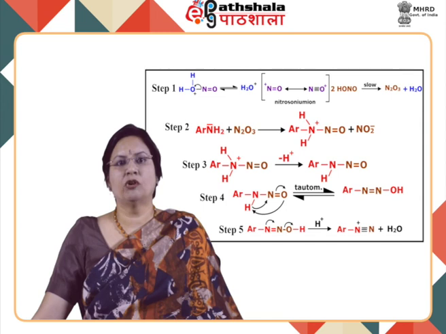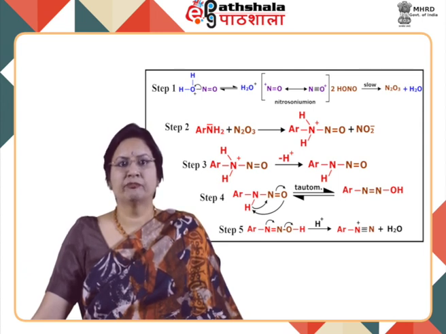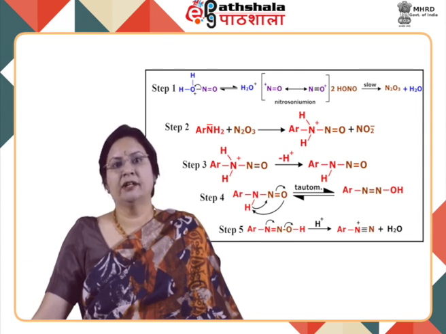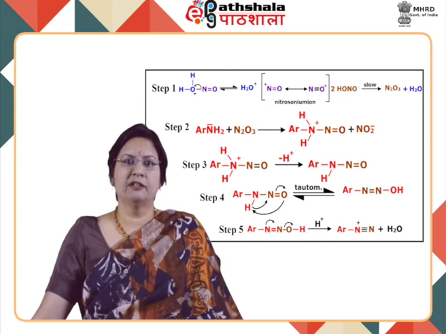Step 5 consists of loss of water and formation of the diazonium ion. You can notice that here, in the presence of acidic medium, there will be removal of this OH along with H coming from the proton as water, and there will be formation of positive charge at this particular nitrogen, that is you get ArN2+, and this is the diazonium ion. Notice that here the positive charge is on the nitrogen joined to the aromatic or the phenyl ring and not on the terminal nitrogen. So, this terminal nitrogen is not having the plus charge, it is the middle one because of these.